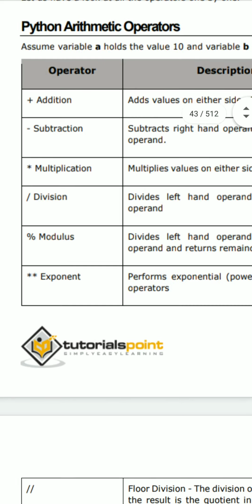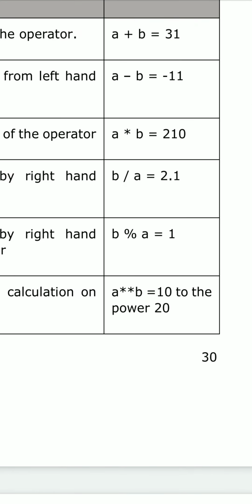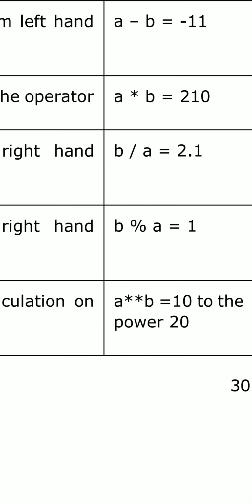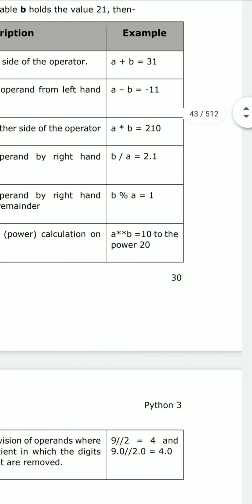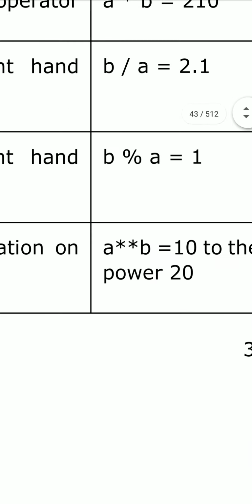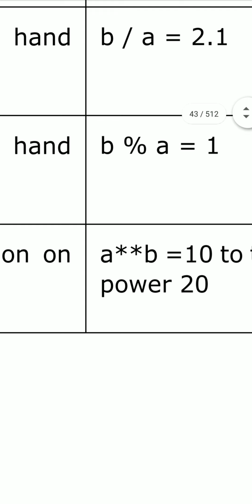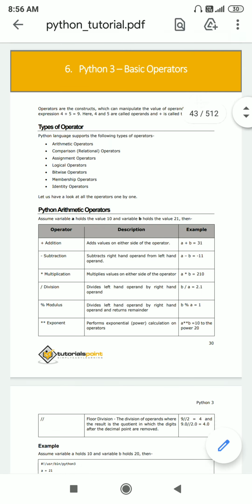The next operator is the modulus operator. The modulus operator returns the remainder of the division. Here b and a are the two operands, and when we perform the modulus operation we get the remainder as the result. The next operator is the exponent operator. Here a and b are the two operands, and the double star is the way to write the exponent operator in the Python arithmetic operators section.